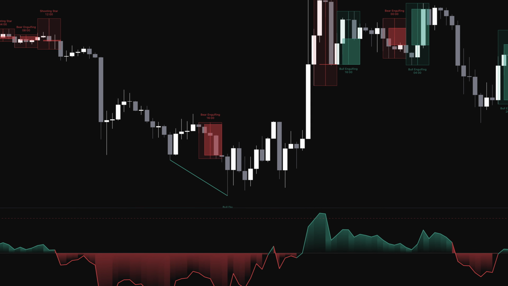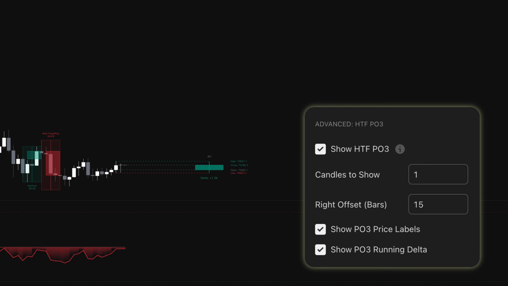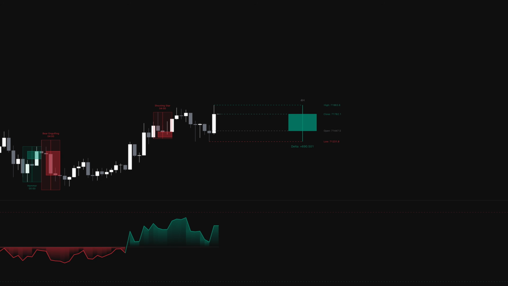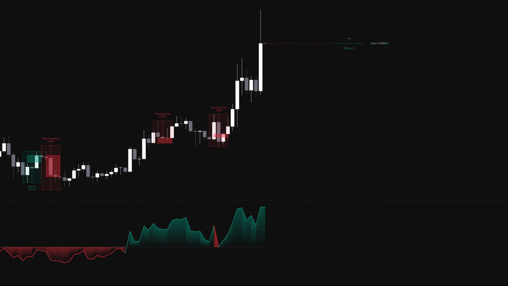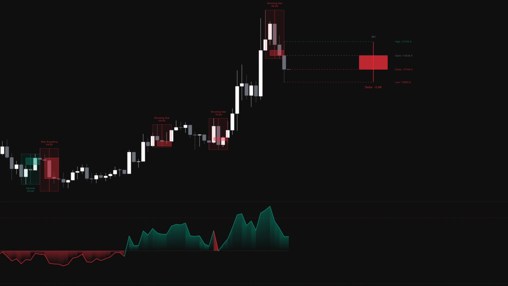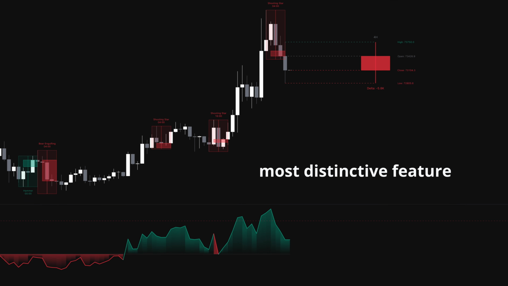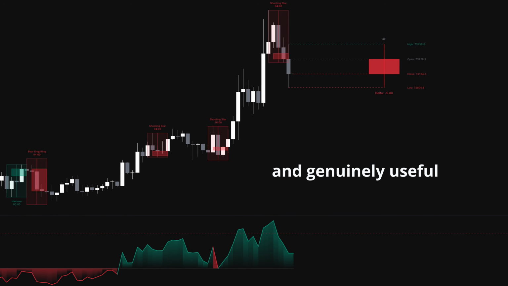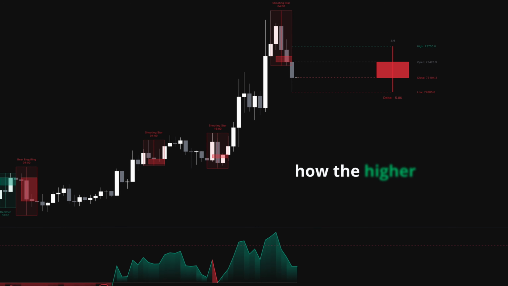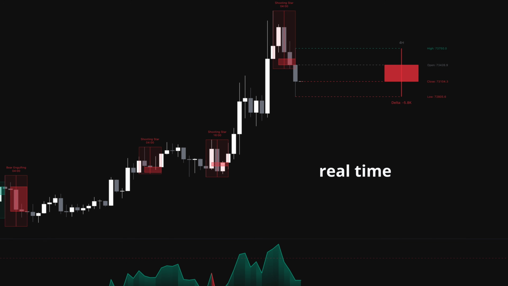The PO3 feature, which stands for power of 3, projects the current in-progress higher time frame candle to the right of price as a live updating candle, showing the open, high, low, and current close, with connecting dashed lines to their origin bars. Volume delta for the current candle is displayed below it. This is the most distinctive feature of the indicator and genuinely useful for traders who want to track how the higher timeframe candle is developing in real time.